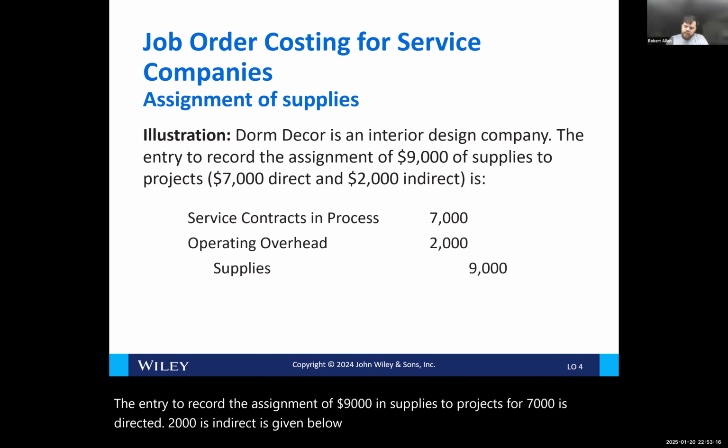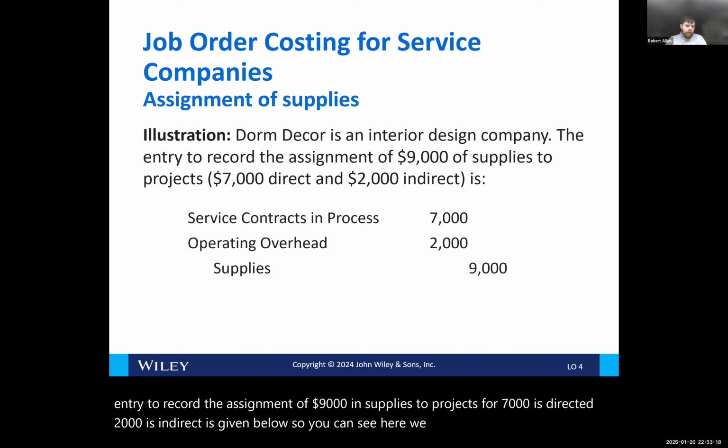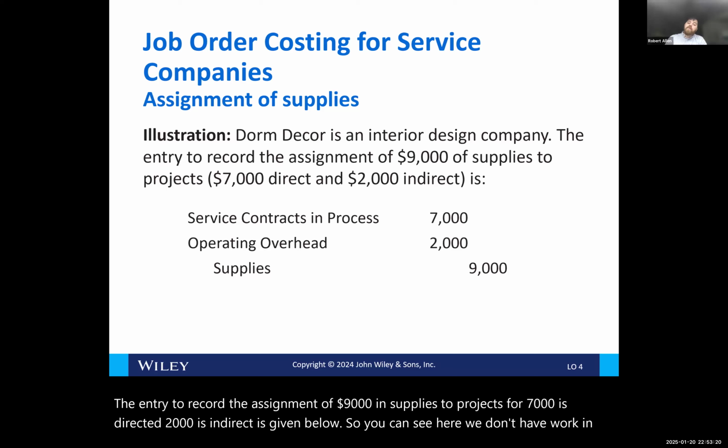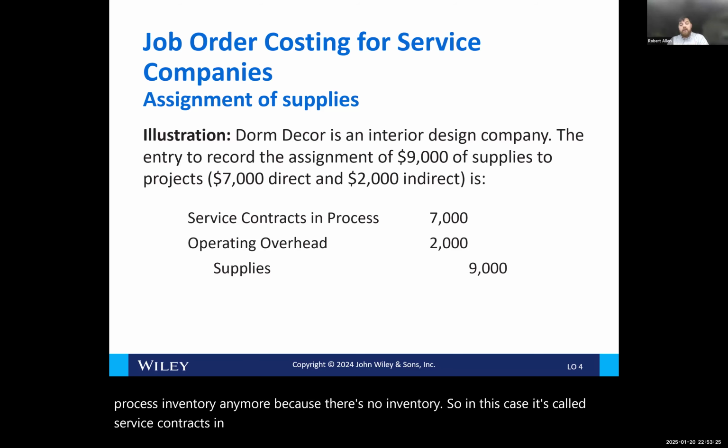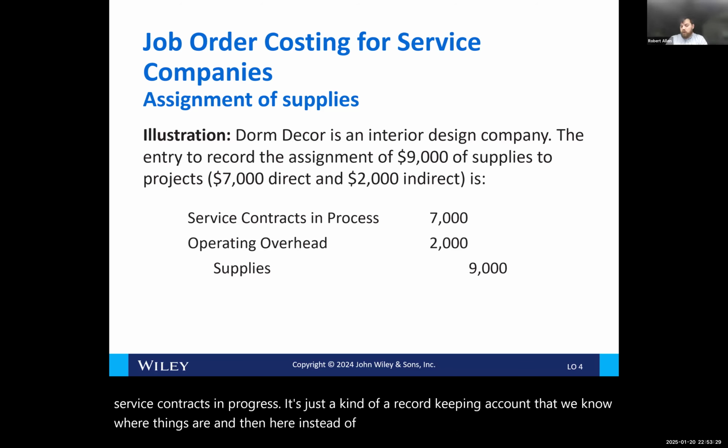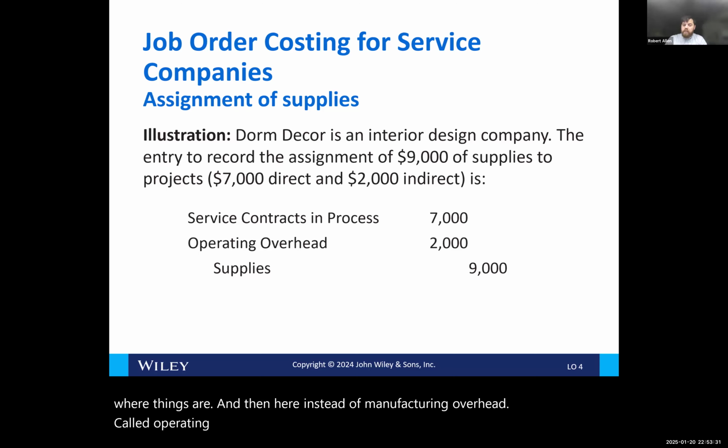So you can see here we don't have work in process inventory anymore, because there's no inventory. So in this case, it's called service contracts in progress. It's just a kind of record keeping account so that we know where things are. And then here, instead of manufacturing overhead, this is called operating overhead, but it works very similarly to the manufacturing overhead account. And then of course, a credit to supplies.